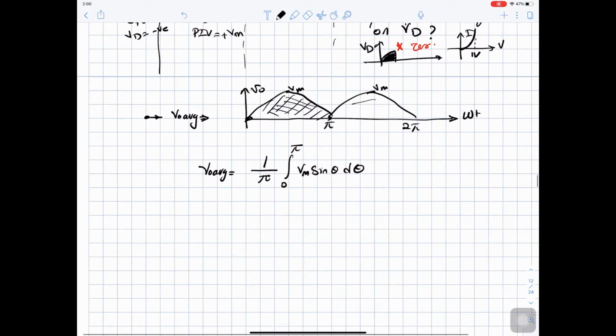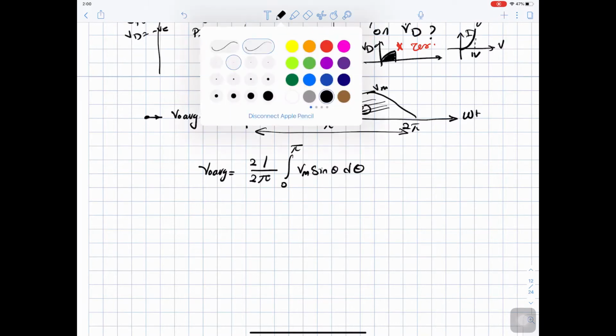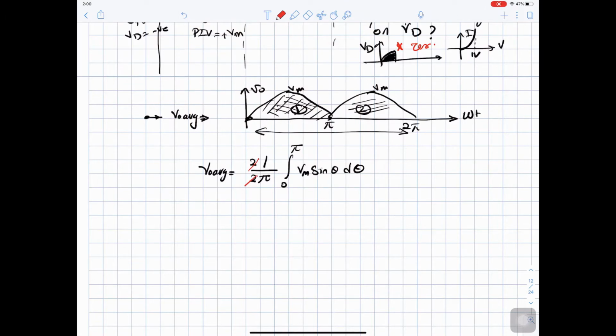And because it is symmetric, we can divide by 2 pi to take the whole cycle, and we have two waves, so we will multiply it by 2, which is the same as just taking one wave only. So the average here is the same as the average here.